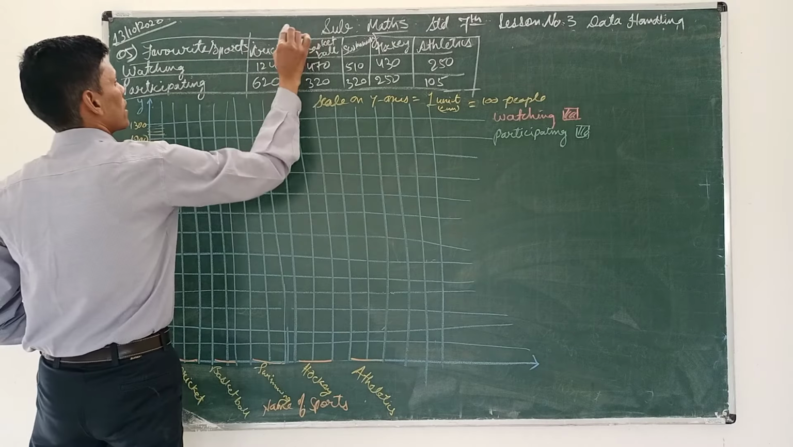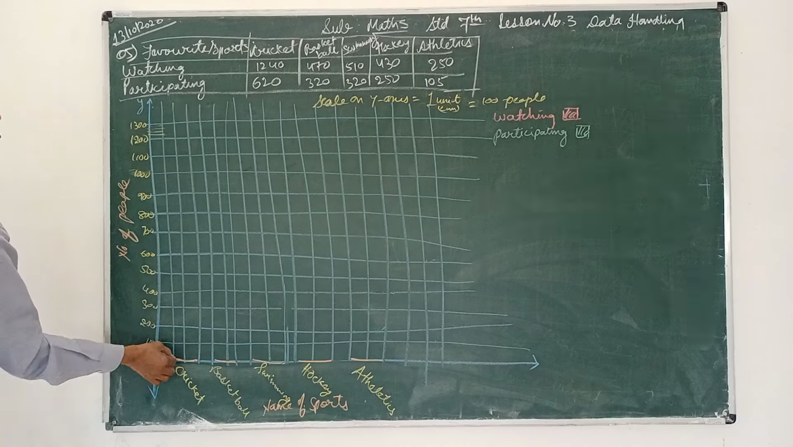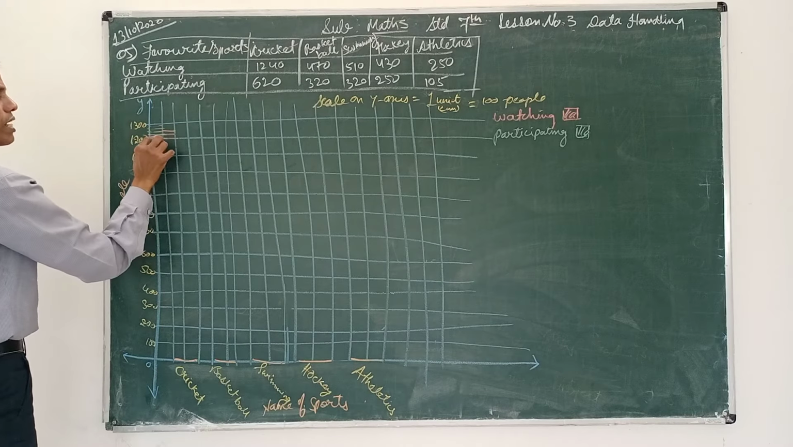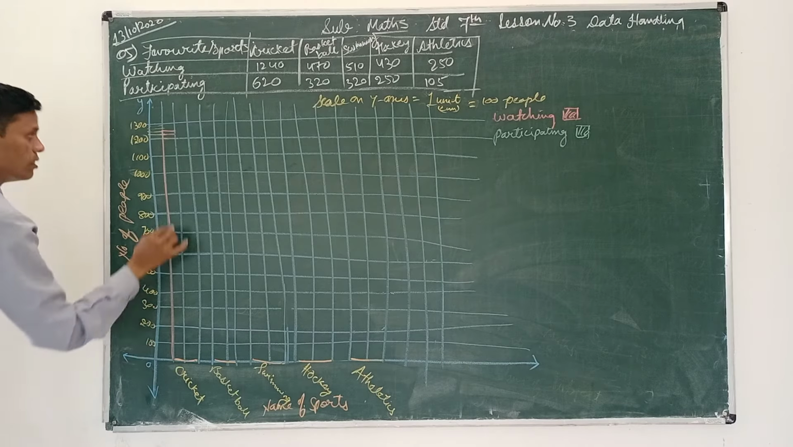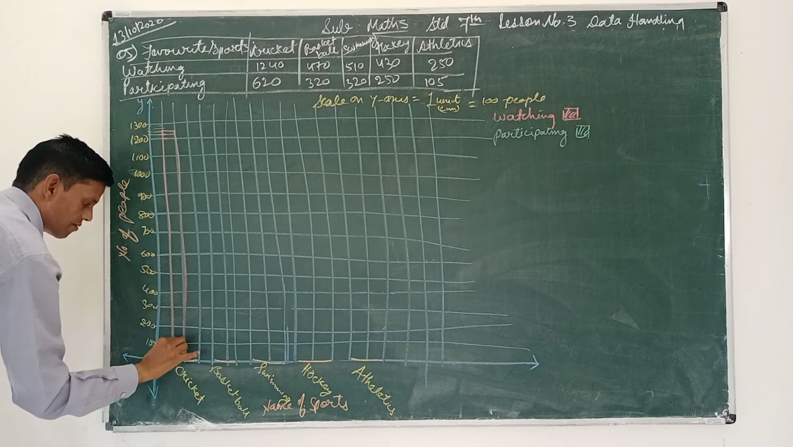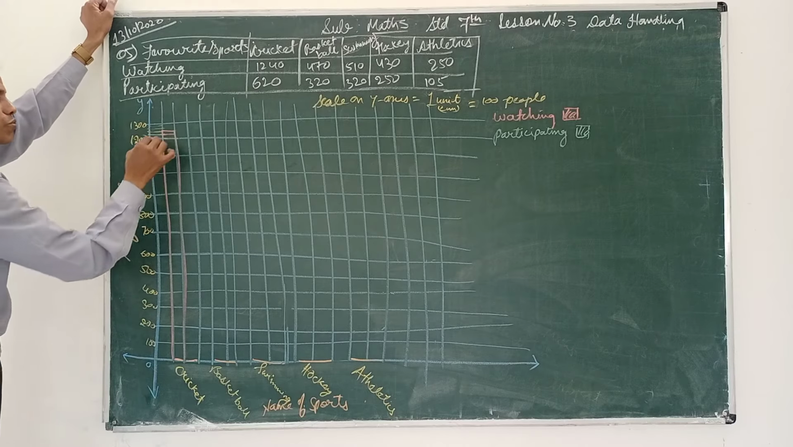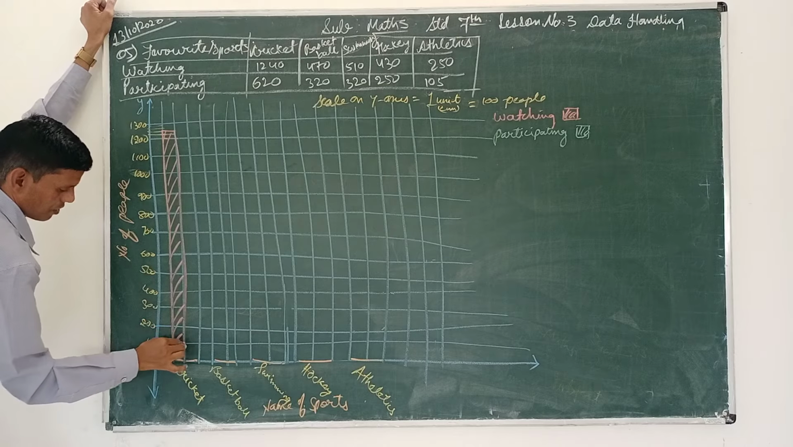What is this? Cricket. In cricket, 1240 people are watching and 620 are participating. So here first we will take watching, 1240. One line is considered as 20, because the scale is very big. So we are taking 100, 100. Whenever 100, 100 are taken, if your graph has 5 lines, then one line is considered as 20. Like this, you can draw.